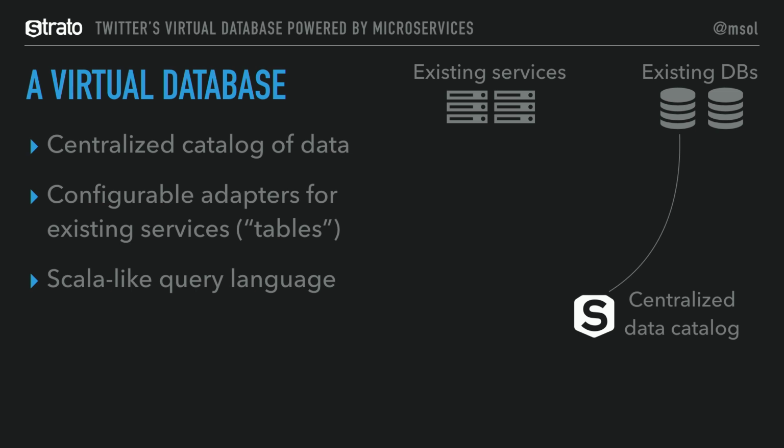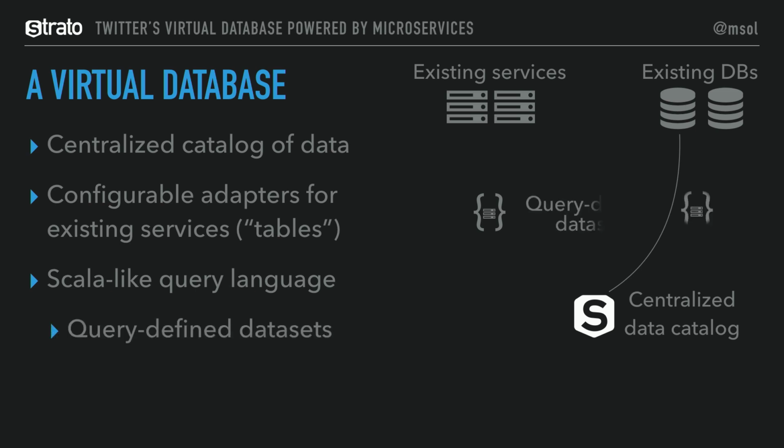We don't really have time to get into details here, but we have our own query language that looks kind of like Scala. Let's just pretend it is Scala, but basically it's designed to make it very easy to compose, filter, and join data together. The main reason that we have this query language is so that we can create query-defined data sets. Some databases call these views, others call them stored procedures. And in Strato's case, this is how you combine, filter, and modify other data sets.